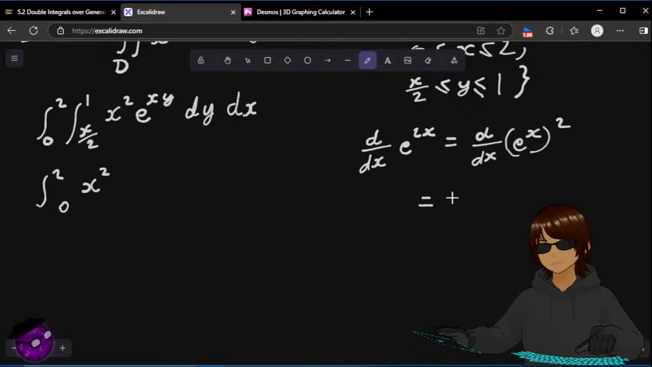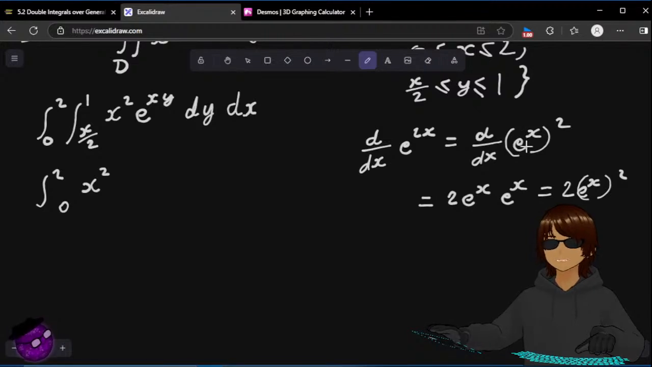Derivative of the outside with respect to e to the power of x will just give us 2 to the e to the power of x, and then we derivate the inside. So I'm using the chain rule here. Derivate the outside and then derivate the inside. We get this, right?